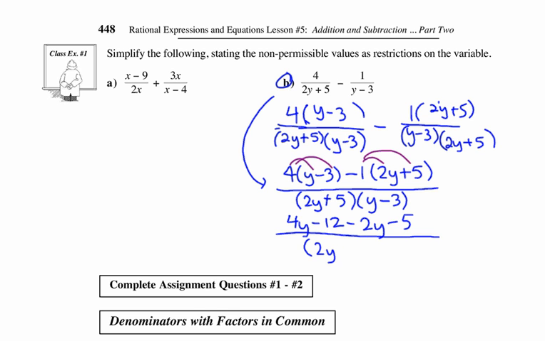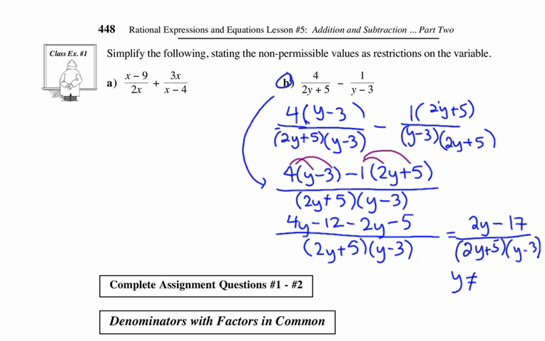Can we simplify this? Yeah. What does it give us? 2y minus 17. Is that factorable? No, 17's prime. And y can't be equal to negative 5 over 2 and 3. Good.